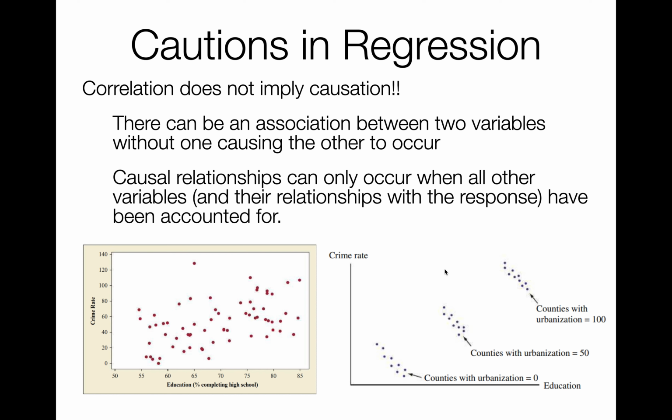So this is what is called a lurking variable. It's lurking in the background and can change how things look, even though you can't see them, they change what happens in the background.